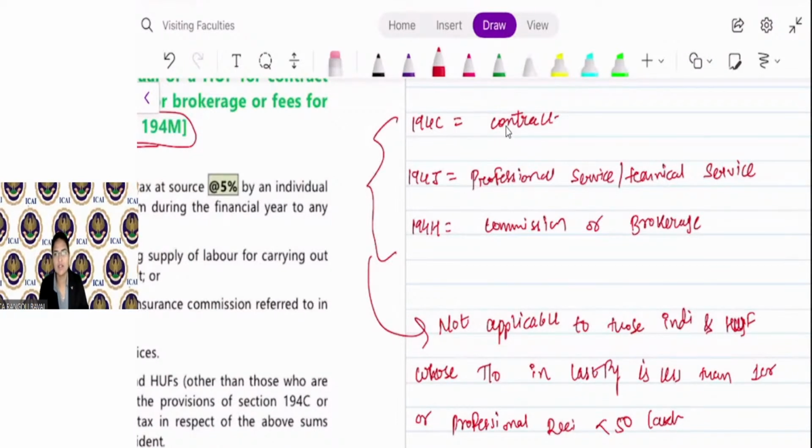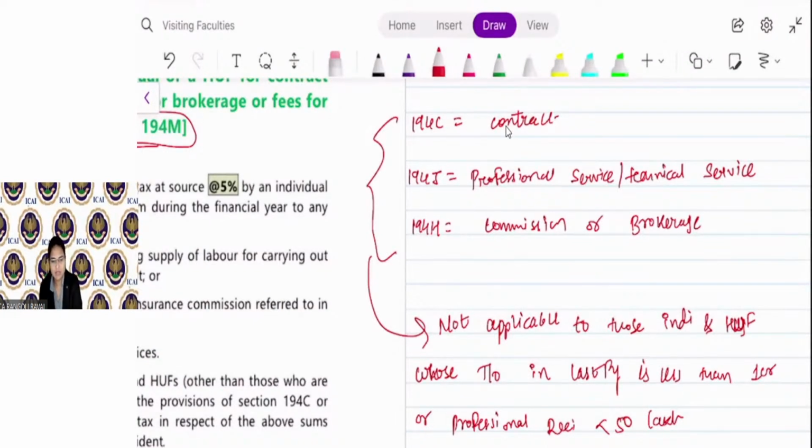Right? Everyone clear? This 194C, 194J and 194H is not applicable to those individual, HUF whose turnover in last financial year is less than 1 crore, and if they are professionals, then the gross receipt is less than 50 lakh rupees. Everyone clear with this? Yes or no?